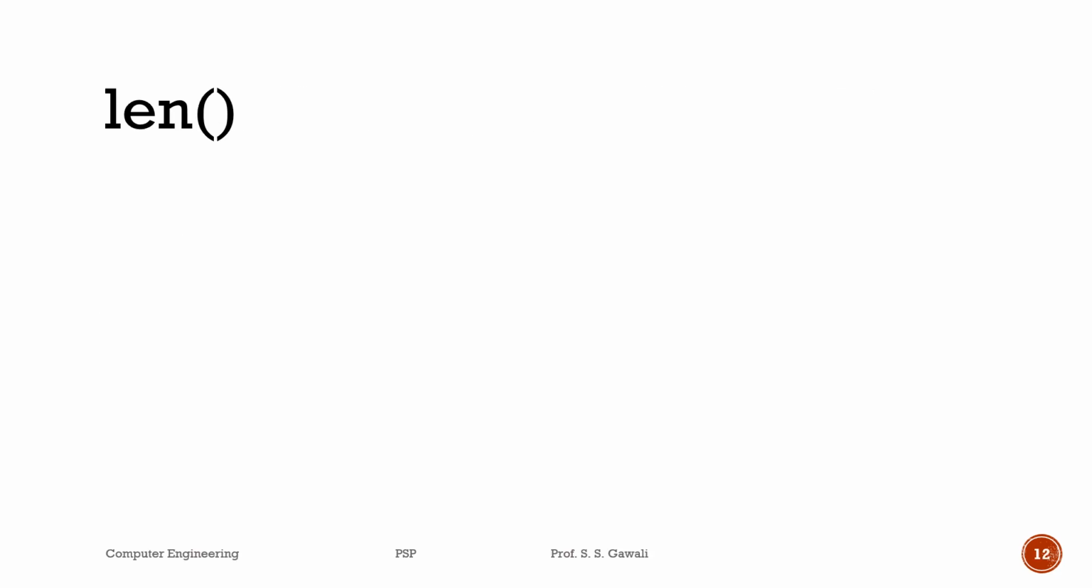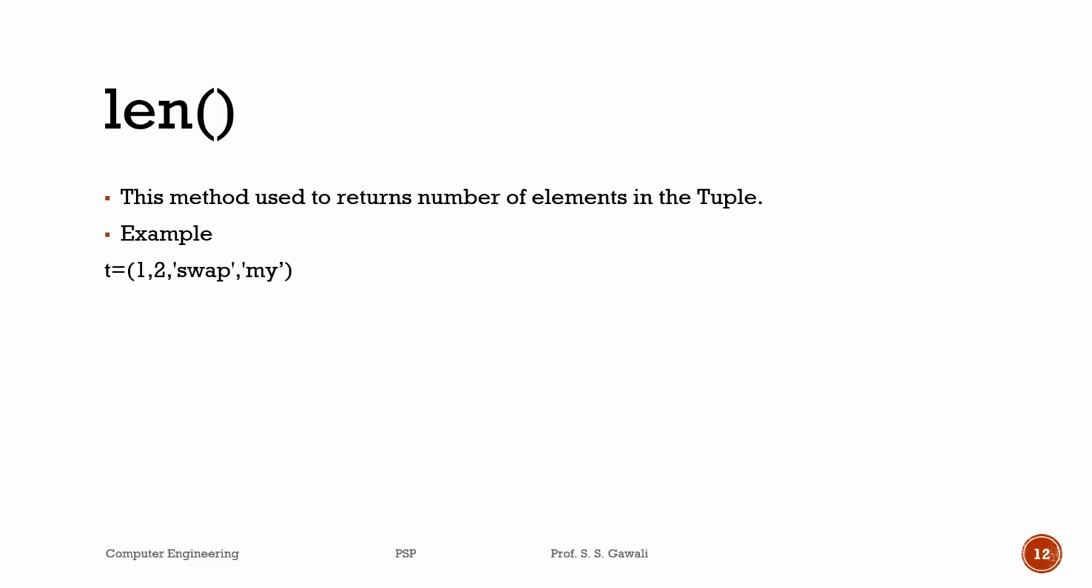So the len function is used to return how many elements are present in a tuple. Example, I have a tuple t, in that I have elements 1, 2, swap, my. So here 4 elements are there. Yes, I know these are the 4 elements, but if you want to retrieve that from the interpreter, then we have to use len of t.